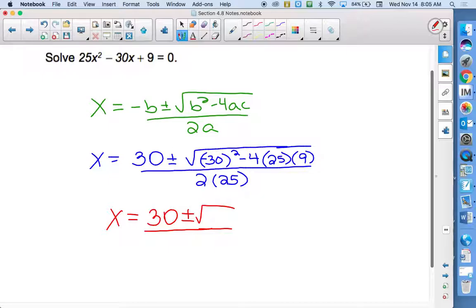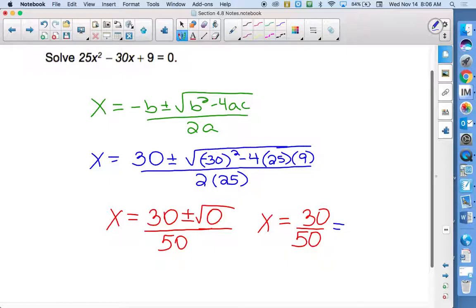What number do you get underneath the square root? 0. And on the bottom is 2 times a, or 2 times 25, so that makes 50. What's the square root of 0? 0. So this says that we have 30 plus or minus 0, because the square root of 0 is 0. So we wouldn't write plus or minus 0, and then divided by 50. Because again, why would we write plus or minus 0?